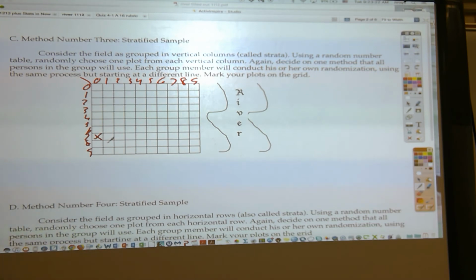Pick randomly, using your random number generator, one column from each stratum. And go ahead and move across. So we're on page 2. Yes, so flip over to page 2.